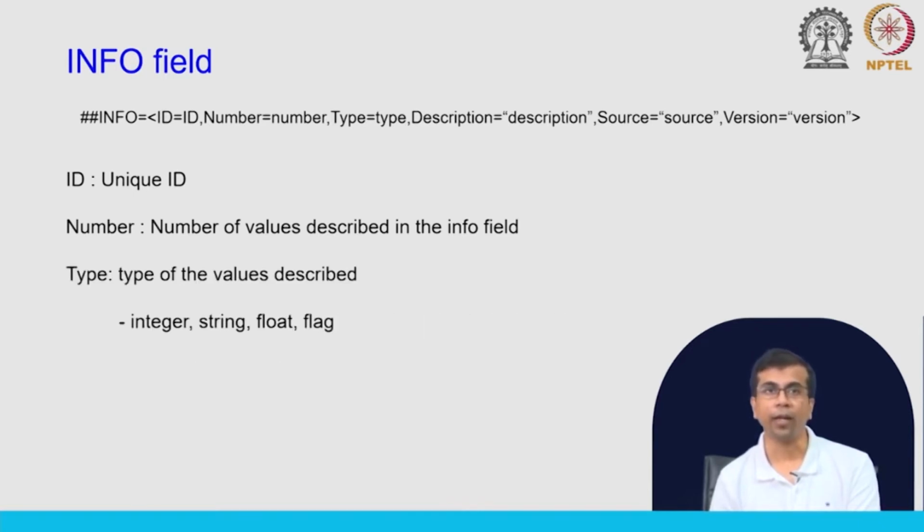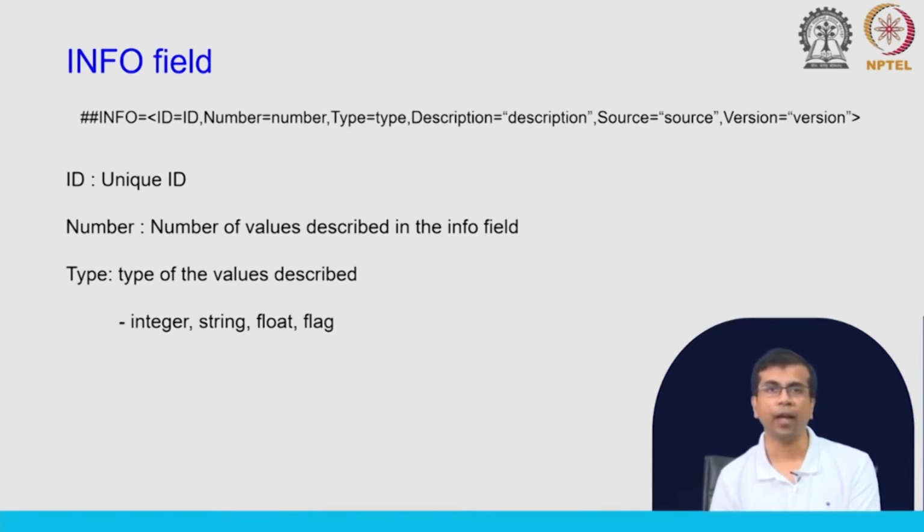What about then type? So, type actually describes the type of value that we can expect. This could be integer, so in case of 1, 2, 3, this will be an integer value, or it could be string. It could be float, if you are, let us say, talking about frequencies, fractions. So, that will be float, or it could be flag. We will see some examples and then it would be clear what we mean by these different types.